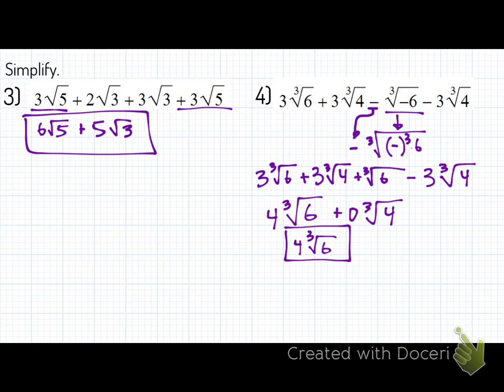What's 0 times this? 0. Okay, so what's this plus 0? It's just this. That's your answer. Y'all see that? Okay, so if you made a mistake, please show your group where you made a mistake. Adding 3 cube root of 6, it should have been 4.